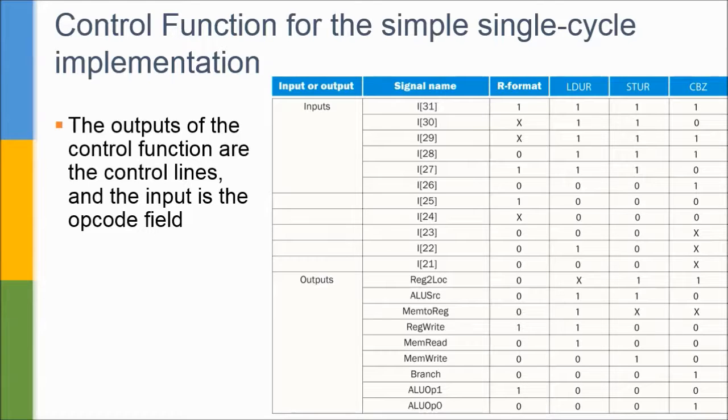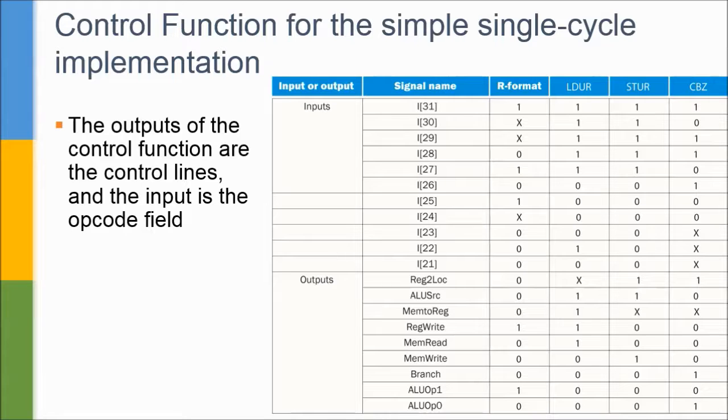So when the opcode is fed to the control function, the control function generates its 9 outputs: REG to LOC 0, ALU SRC 0, memory to REG 0, REG write 1, memory read 0, memory write 0, branch 0, ALU OP1 1, ALU OP0 equal to 0. So the only control lines that are asserted are REG write and ALU OP1.